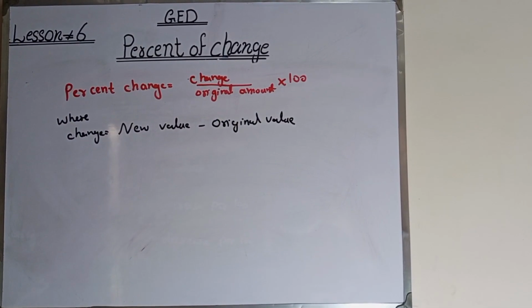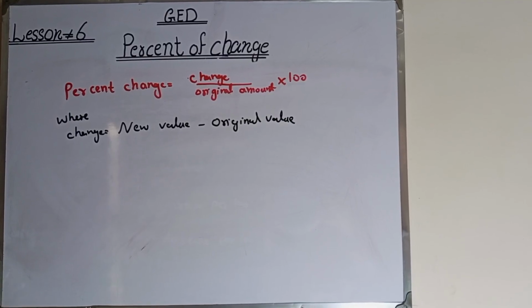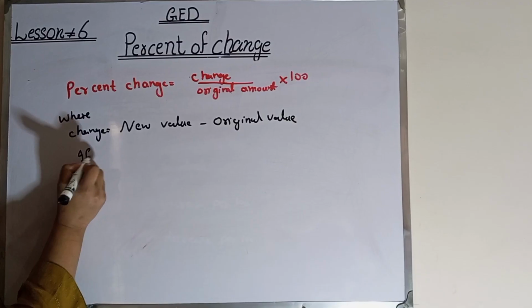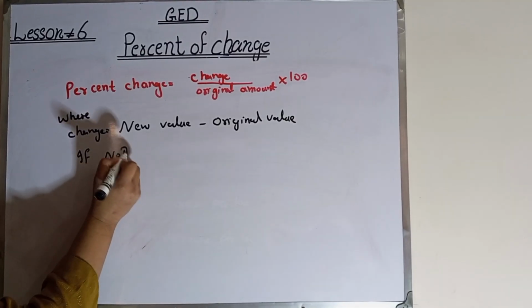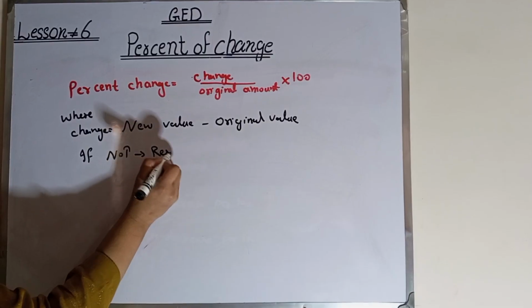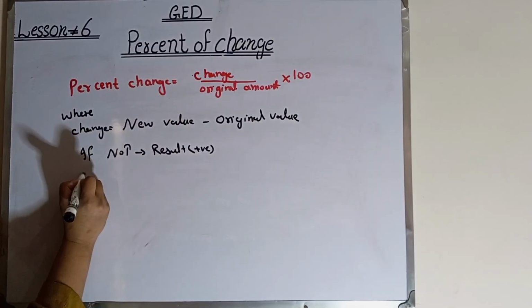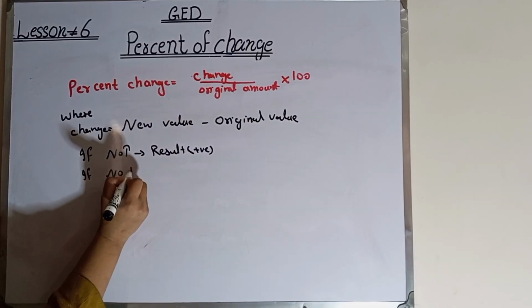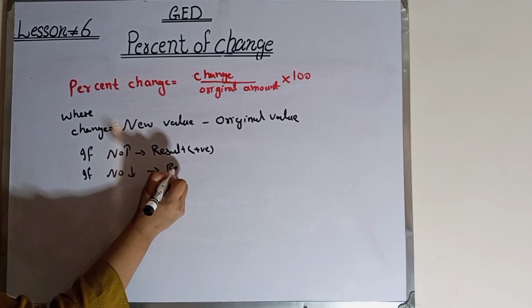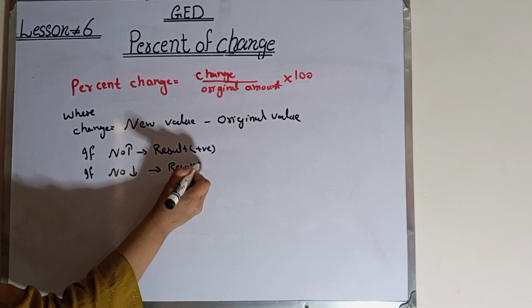If the number increases, the result is positive. If the number decreases, the result is negative.